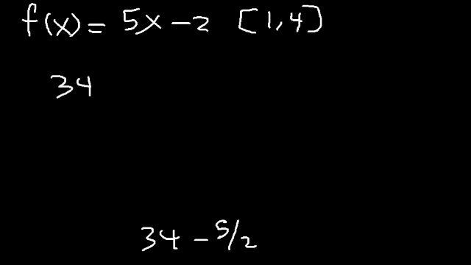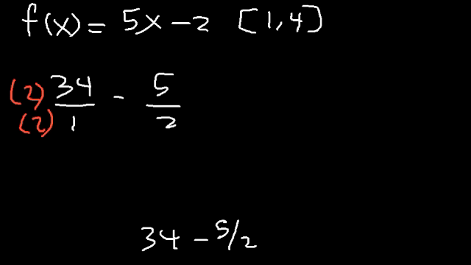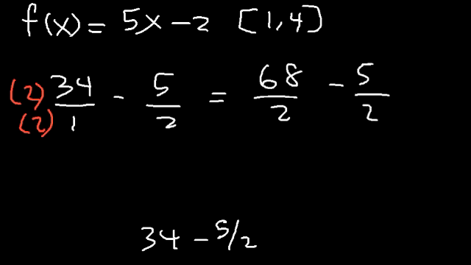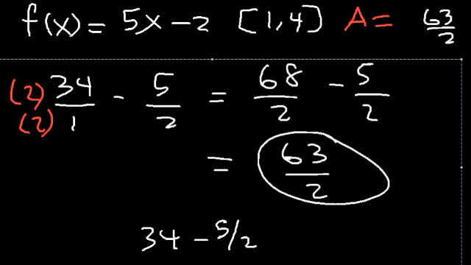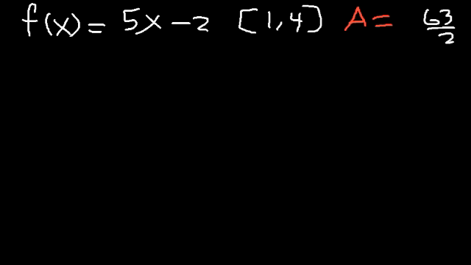So let's get common denominators. Let's multiply 34 by 2 over 2. 34 times 2 is 68. And 68 minus 5 is 63. So the answer is 63 over 2. Now let's get the same answer using the definition of the integral.